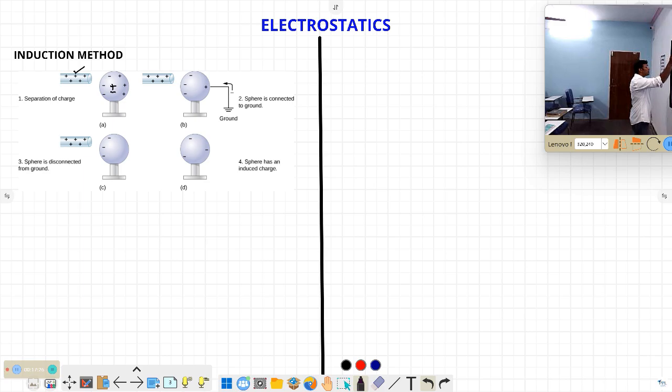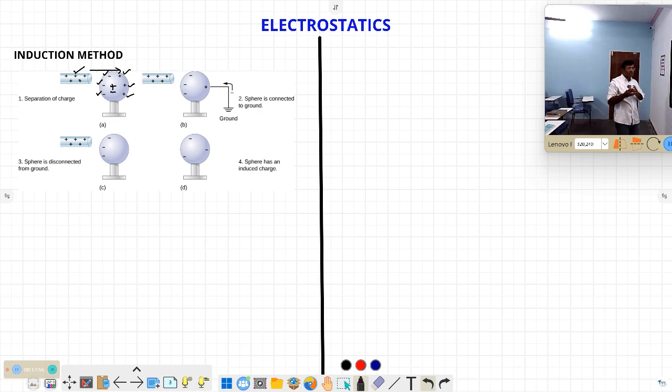At that moment, what happens? You can see here that negative charges develop at the near end, close to the rod, and at the opposite end positive charges develop. What happens is that the positive attracts the negative. That's why the negative charges accumulate at the near end of the positive rod, and the positive repels the positive. That's why, due to repulsion, the positive charges of the sphere accumulate on the other side of the sphere.